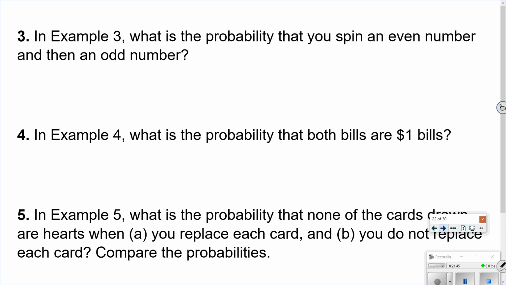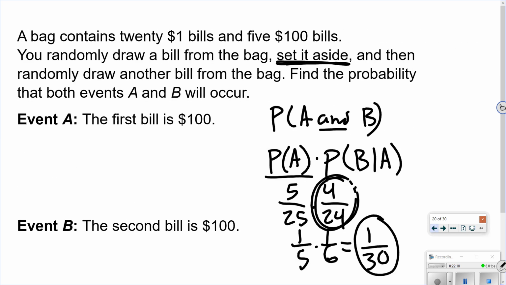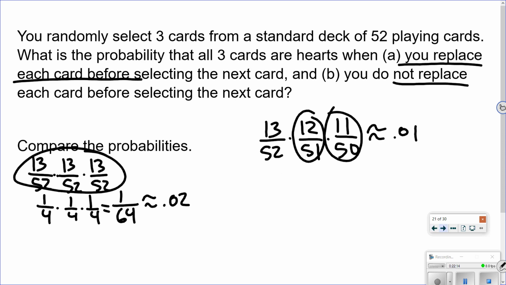We're not going to do all of these, but let's do number 4. It says an example 4, that was the money example. We had 20 $1 bills, and we had 5 $100 bills. It says, what's the probability that both bills are $1 bills? And if you remember, and now I can't remember if we were replacing those or not. Let's look back at the problem and see what it said. Oh, you're setting it aside, so we're not putting it back.